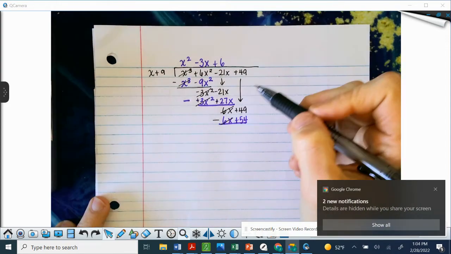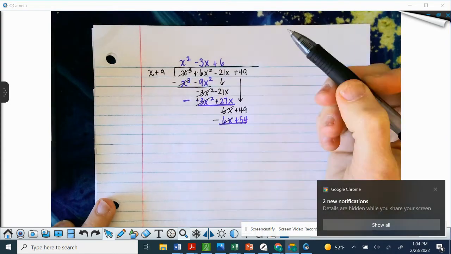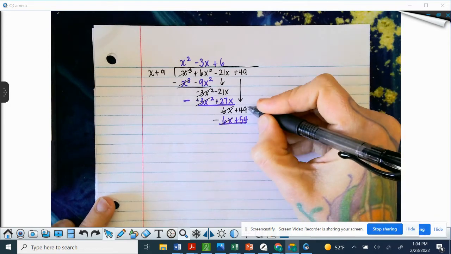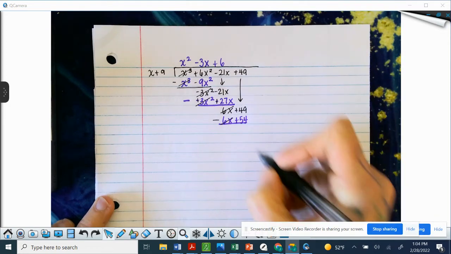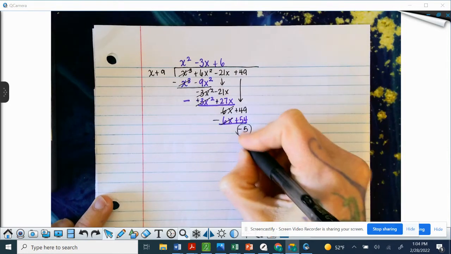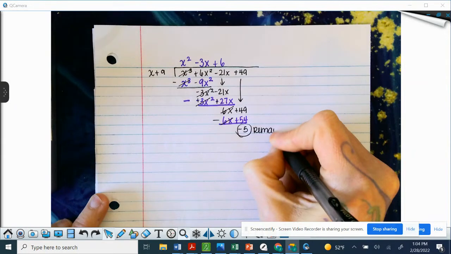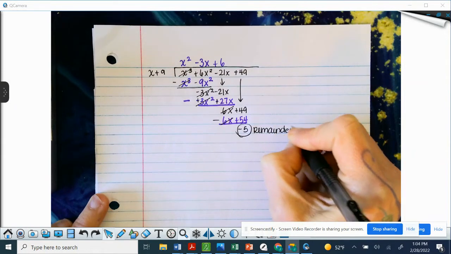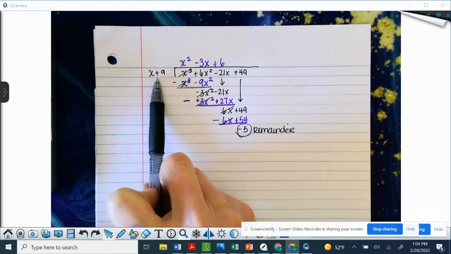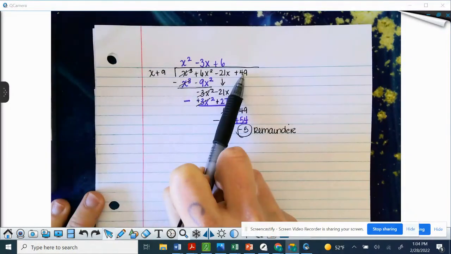So then 6 times 9, 54, I'm right there. 49 minus 54 is going to give me a negative 5. And then we're done. So this is your remainder. Which again, just to be repetitive, means that x plus 9 is not a factor and negative 9 is not a solution to this polynomial.